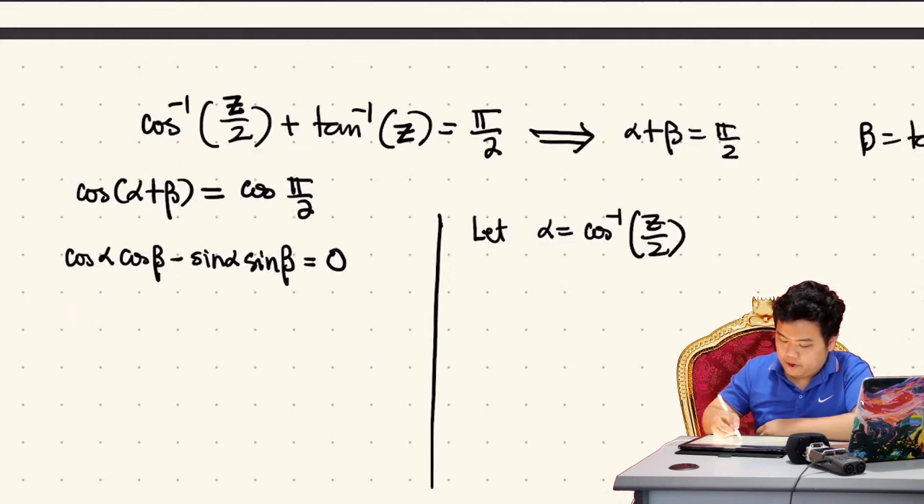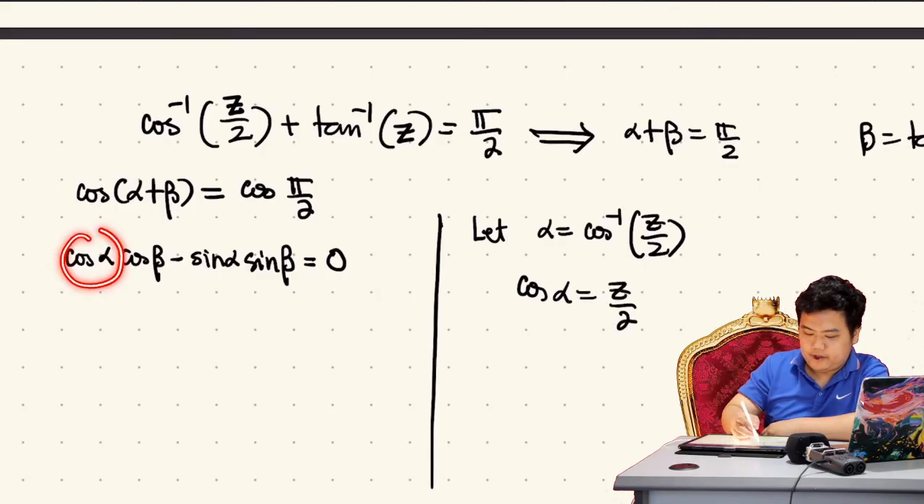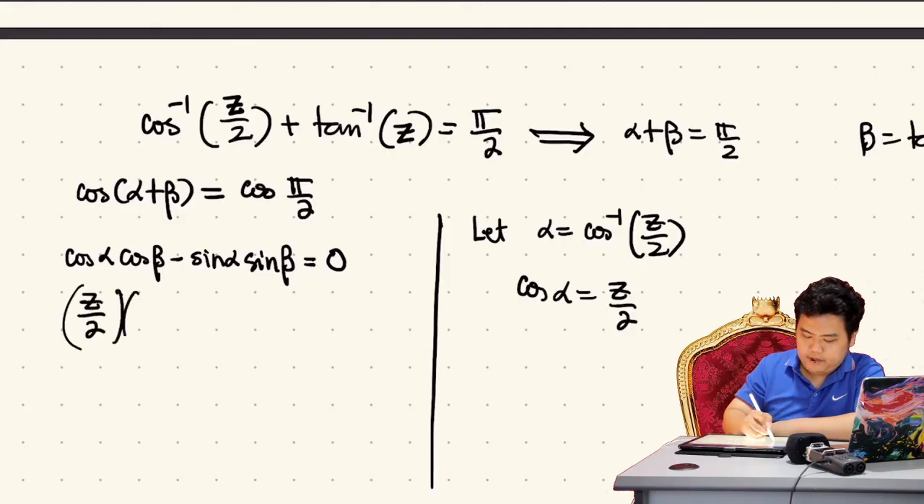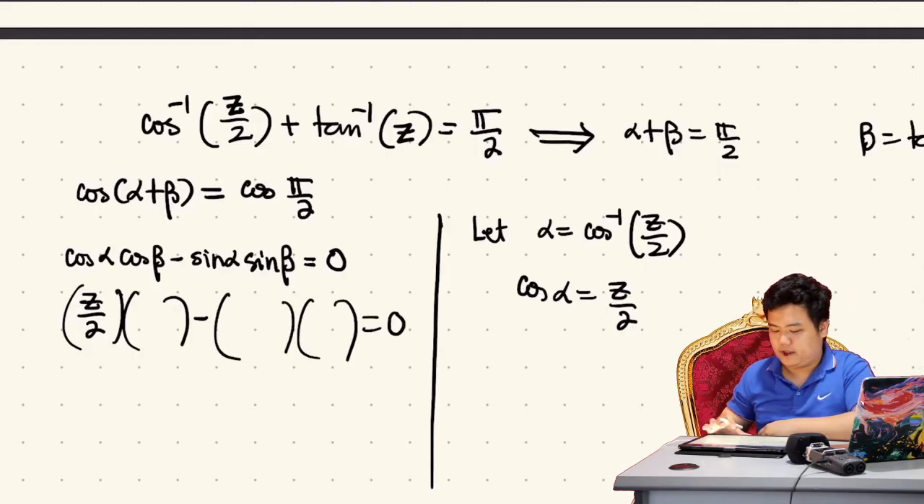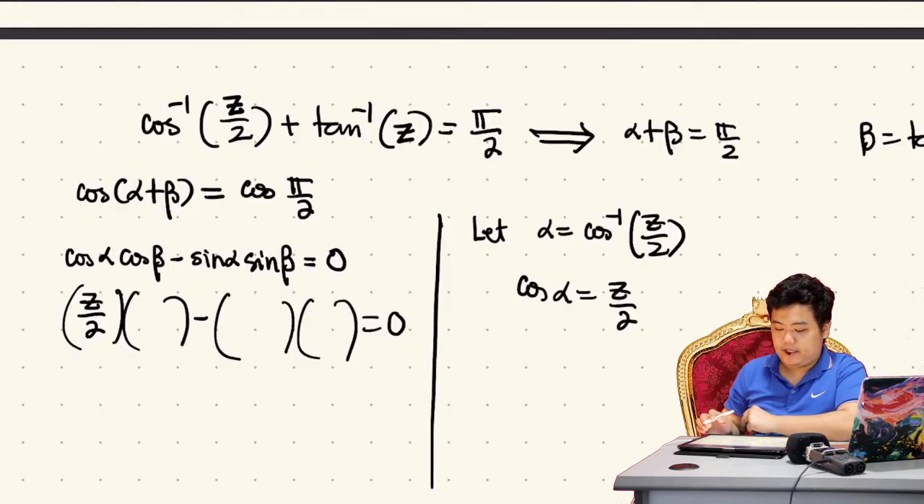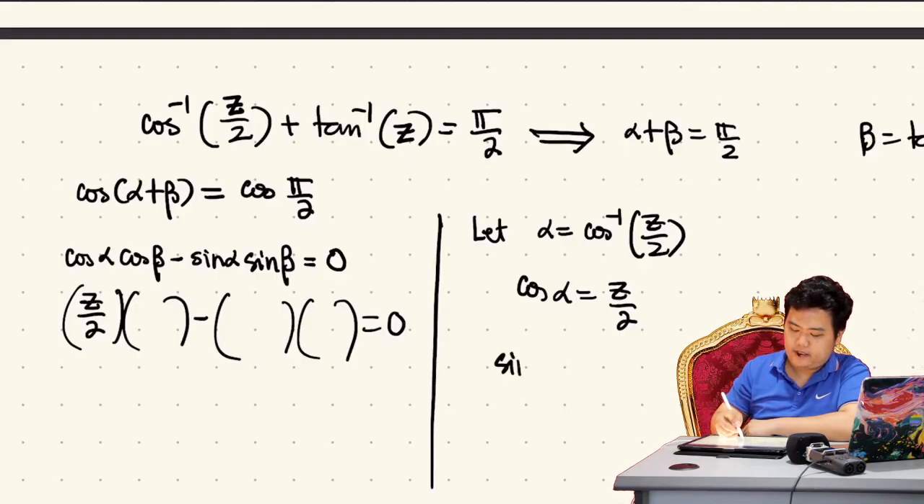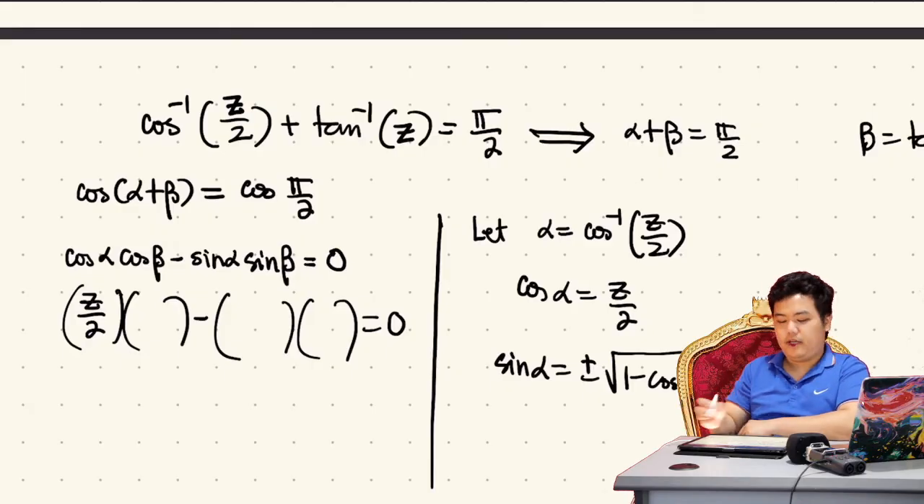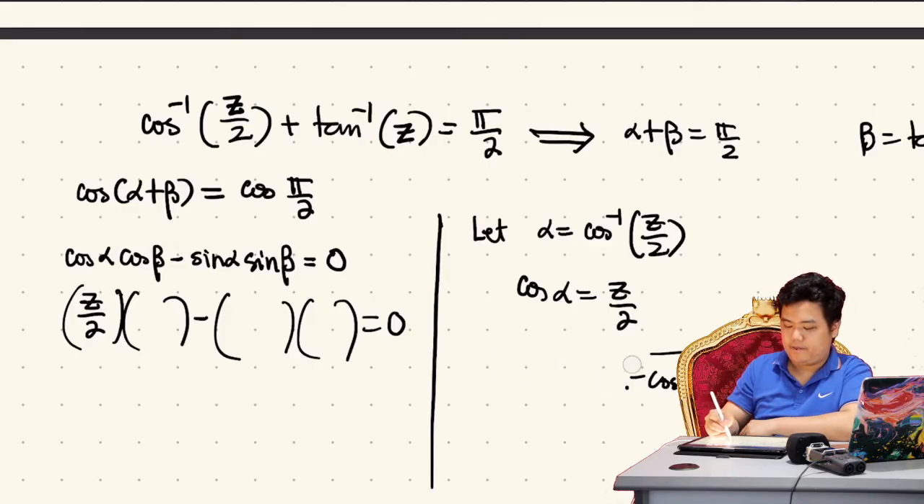Okay, so from here, we know cosine alpha is z over 2. Okay, meron na tayo nito. So, that is z over 2 times something minus equal to 0. So, saan equal ang cosine alpha? Ano yung formula natin? Pwede tayo mag-trig identity na lang. So, sine alpha is plus minus square root of 1 minus cosine square alpha. Or the trig way of doing it na lang para mas maikli.